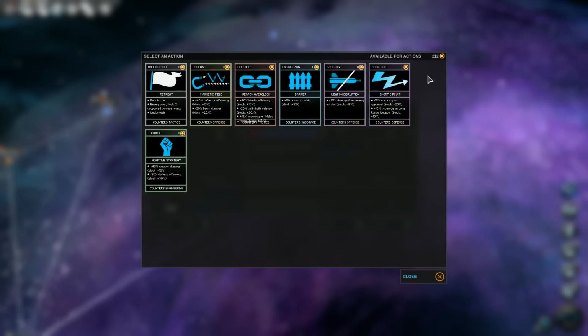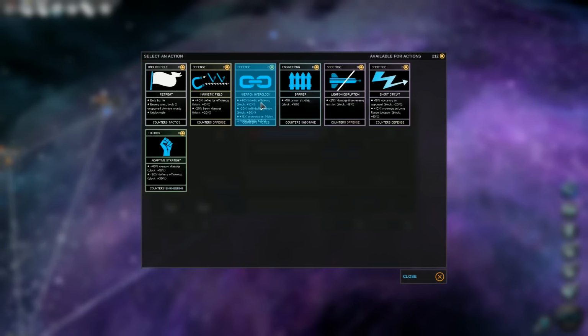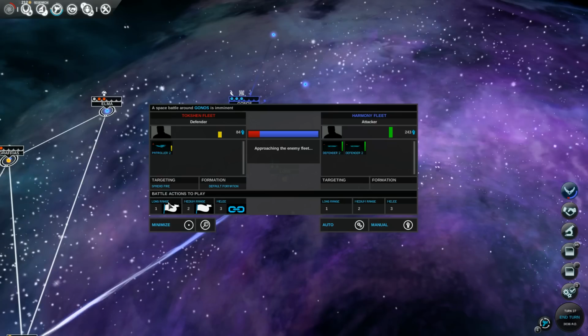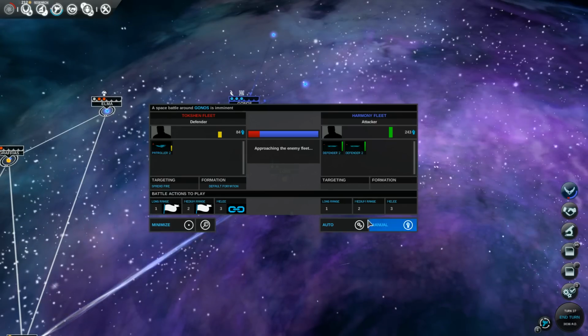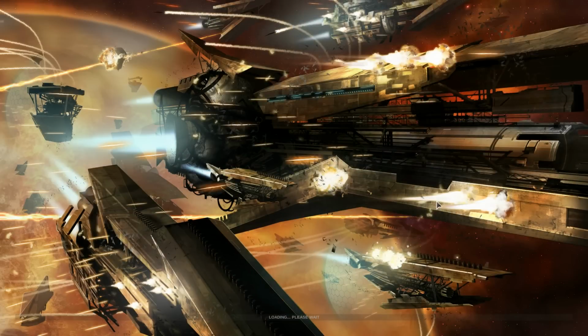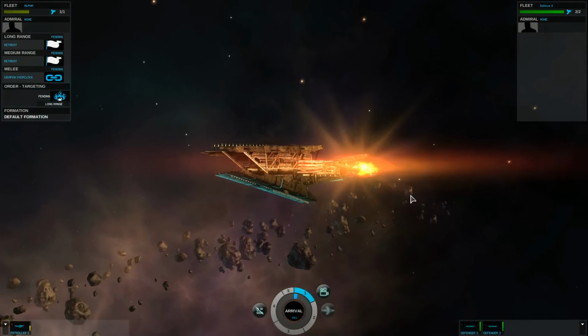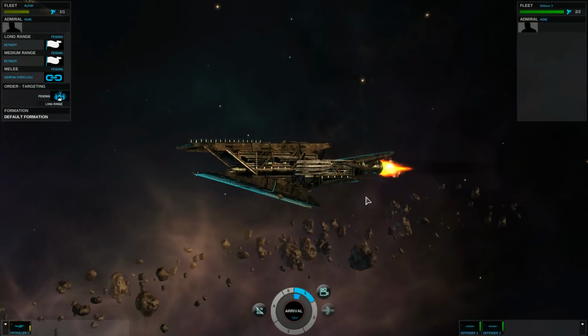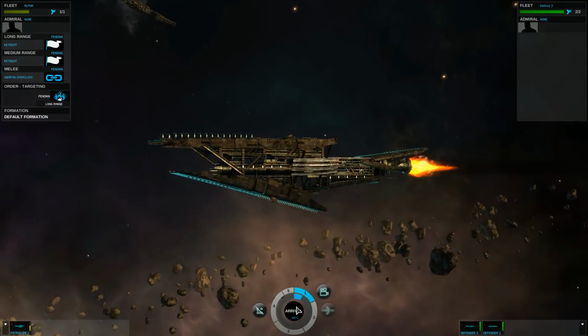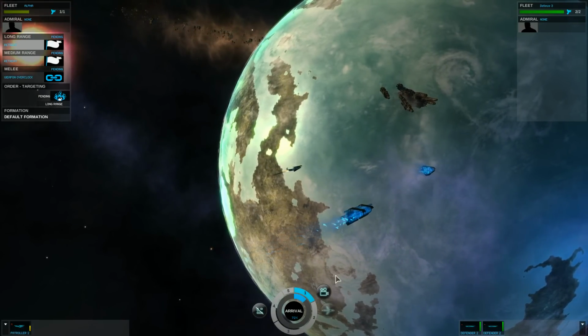So, it doesn't really matter what we pick here and here, right? Like, just retreat? I don't know. I guess do that. I'm assuming the battle ends here. So let's do... Manual. Battle at Gnosis System. What the heck? Well, those are some odd ships.